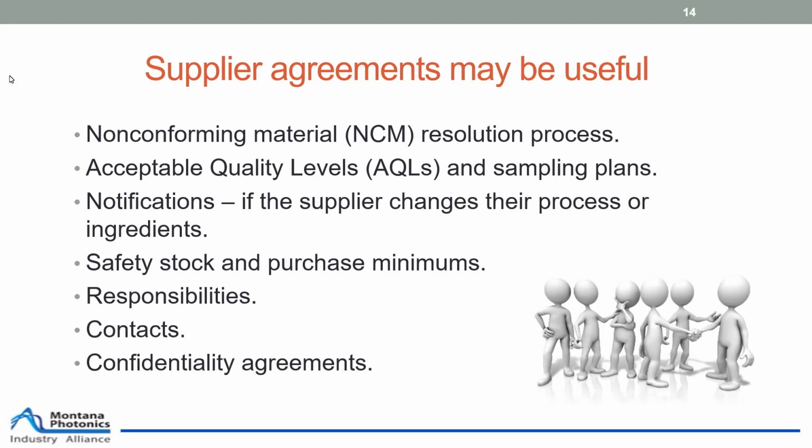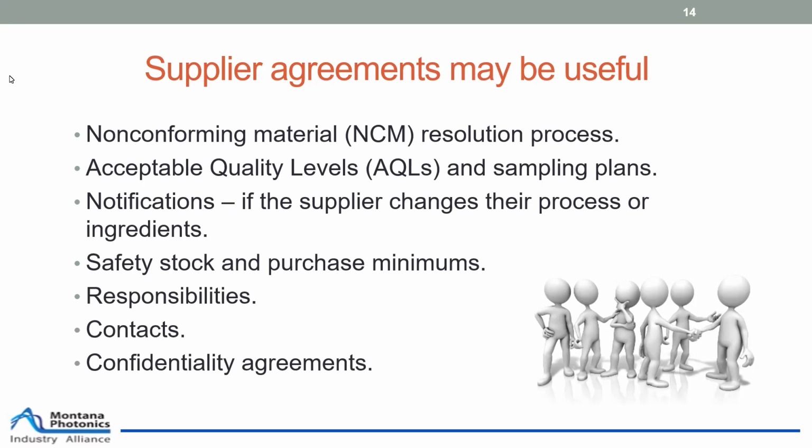Depending on the complexity of your products, supplier agreements may be useful. Agreements may include a non-conforming material resolution process, acceptable quality levels, and sampling plans. These allow you to sample inspect large lots and accept or reject the whole lot based on the sample results. This will speed up your process.